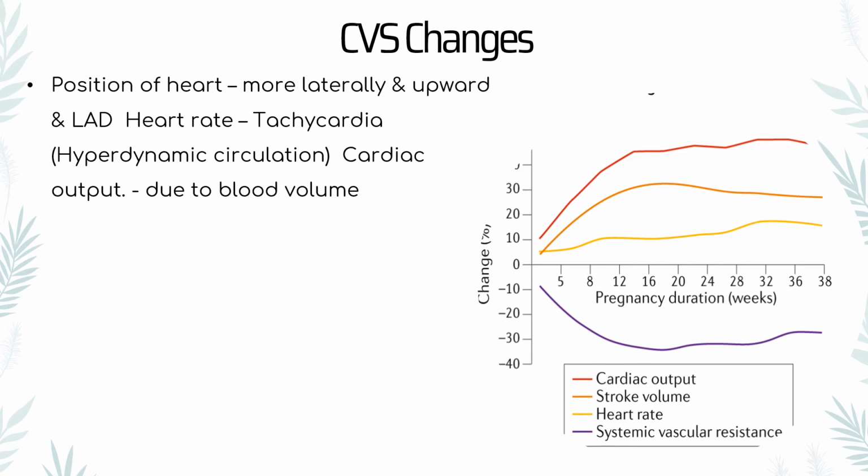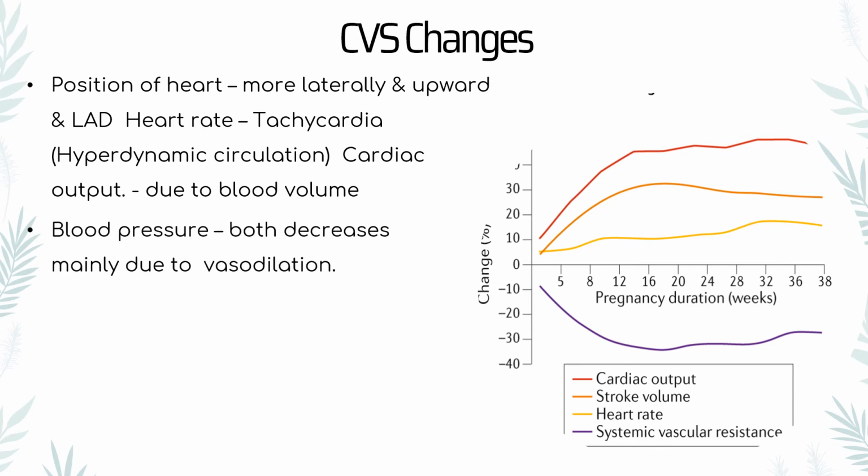ECG changes show the left axis deviation. Heart rate also increases by 10 to 12 beats per minute. Cardiac output increases from 5 liters to 7 liters at the 20th week of pregnancy. The increase in the cardiac output is due to increase in both the stroke volume and heart rate during the pregnancy.